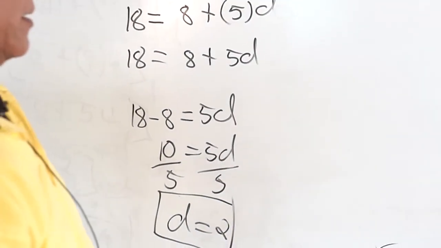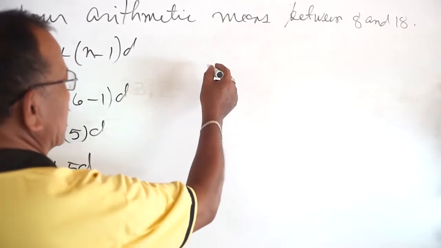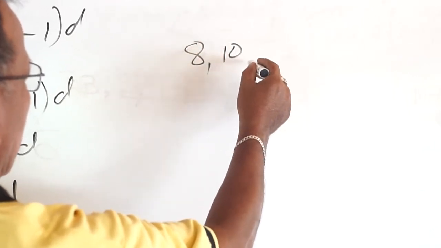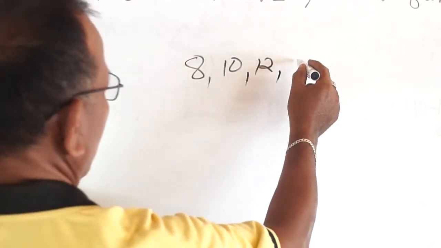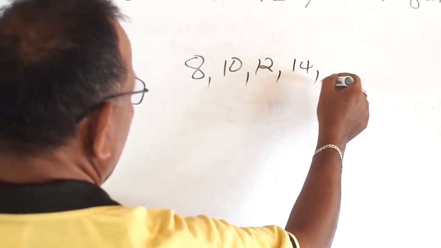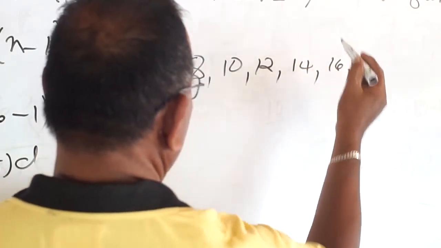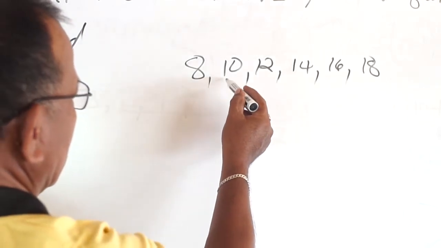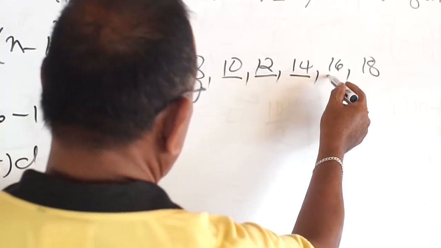Then insert 4 arithmetic means between 8 and 18. So we have here 8 plus 2, 10, plus 2, 12, plus 2, 14, plus 2, 16, then plus 2, 18. So the 4 arithmetic means between 8 and 18 are 10, 12, 14, and 16.